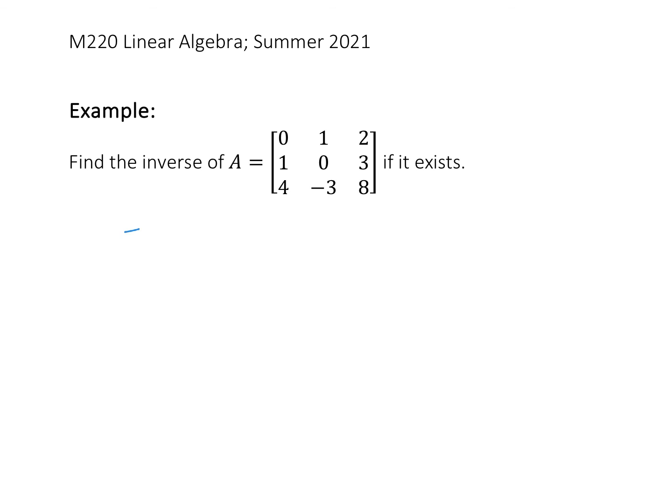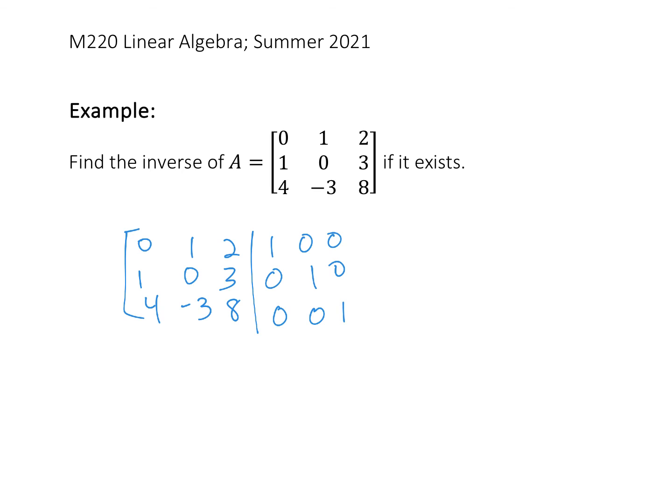Okay? All right, so to set this up: 0, 1, 2, 1, 0, 3, 4, -3, 8, and then 1, 0, 0, 0, 1, 0, 0, 0, 1. So we're always going to put the same size identity matrix on the right-hand side to start with. And now we're going to do our row operations. Pause the video. Come back. See how you did.